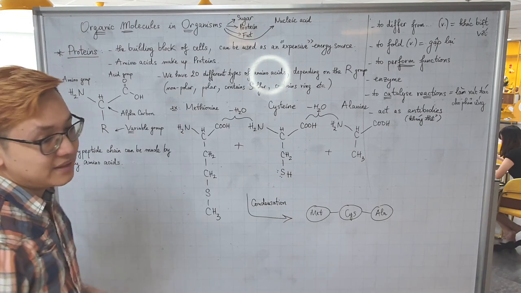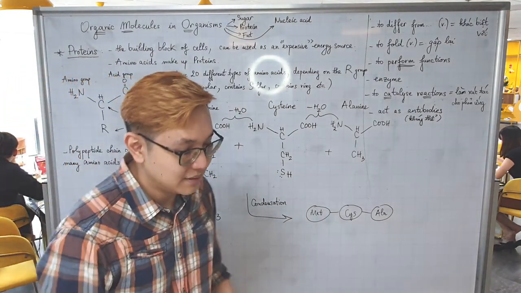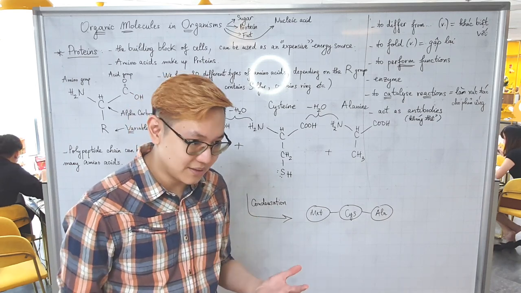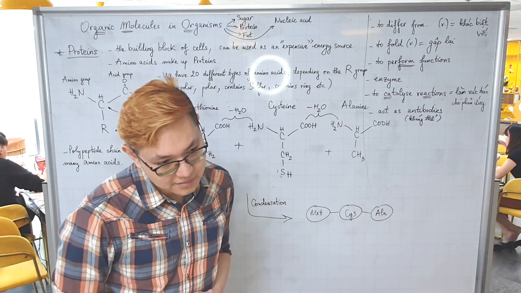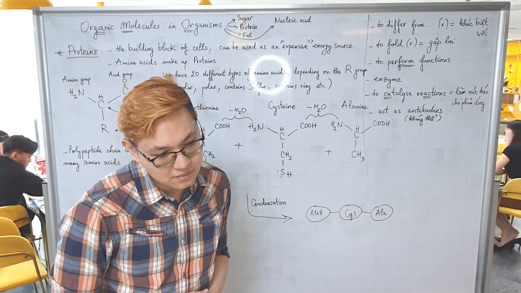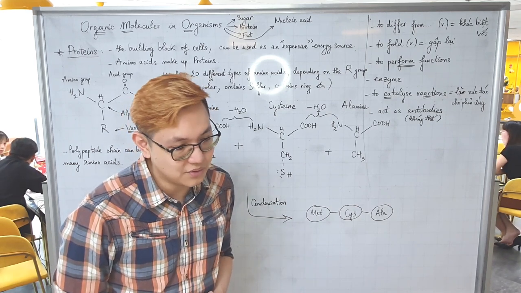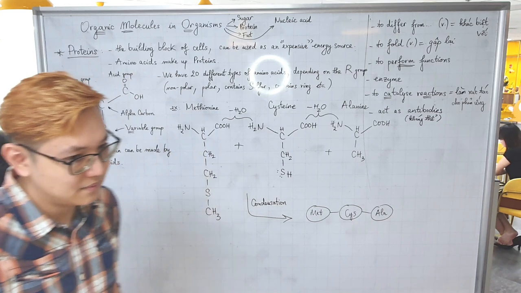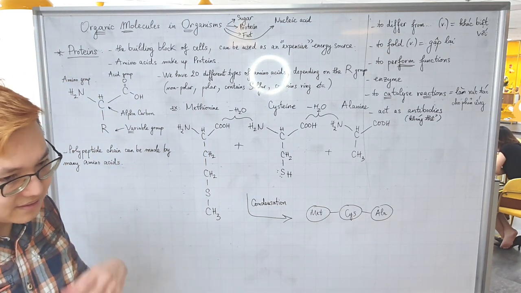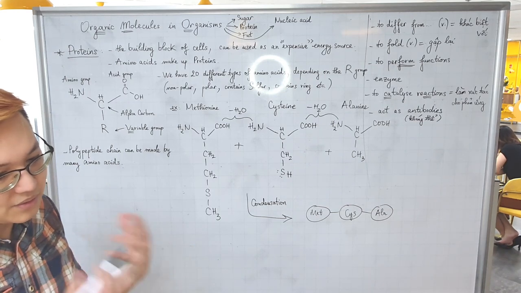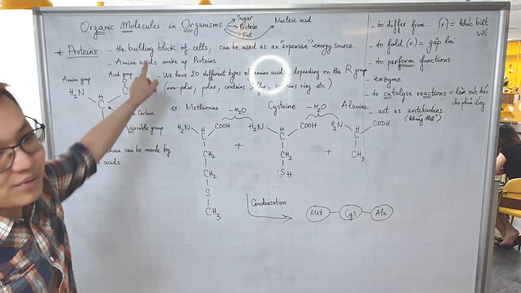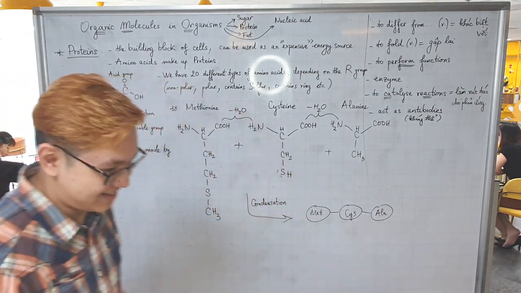So if you eat eggs, eat meat, eat anything that has proteins, what will it break down into in your body? What are the functional units of protein? It breaks down into amino acids.